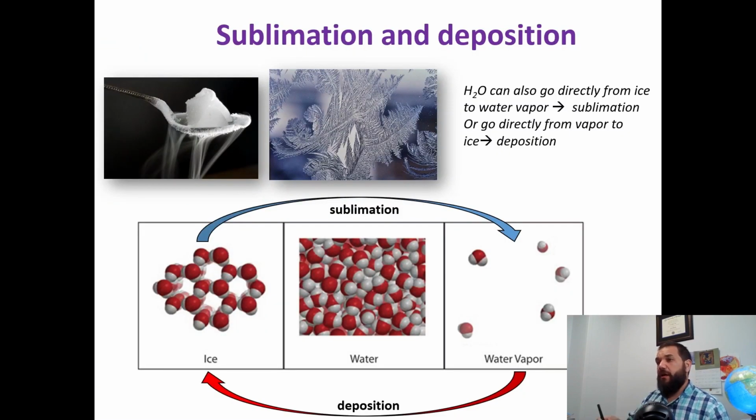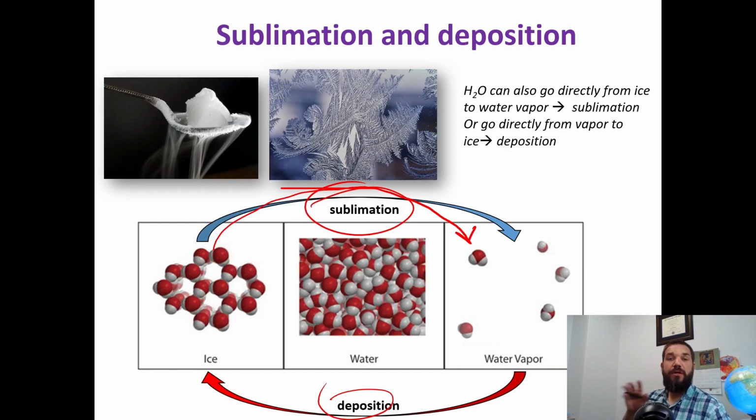Some terms you might not know. Of course, you know melting and freezing and condensation, but there's also these other processes that happen as well called sublimation and deposition. Sublimation is when you go from a solid phase directly to the gas phase without going to the liquid phase at all. Okay, so it just totally skips that.